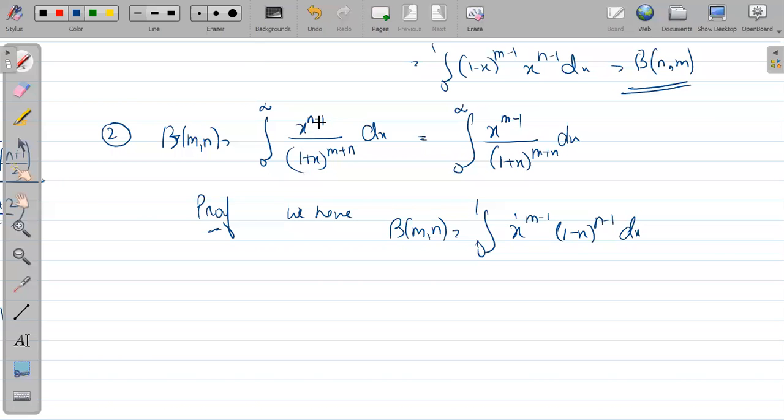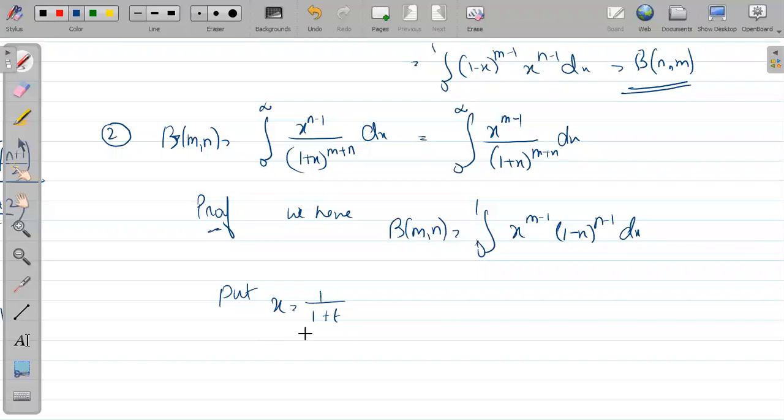And here it is n minus 1, but in the denominator 1 plus x is there. So according to what we have to prove, we are doing some substitution, and just see what substitution we are putting here to prove it. In both the cases 1 plus x would be there. So see the substitution, you will get the idea. Put x equal to 1 by 1 plus t.